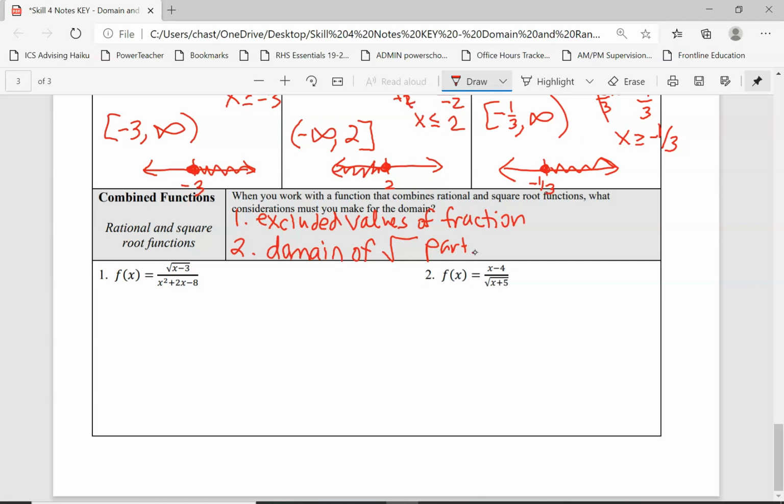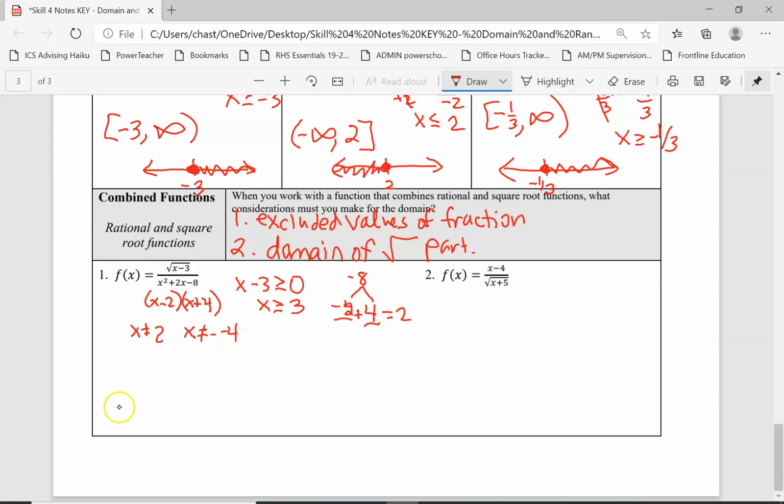And once we find those, then we'll put it all together in a number line. So if I'm looking at number 1 here, I know that x minus 3 must be greater than or equal to 0, which means x is greater than or equal to 3. If I factor this denominator, what multiplies to negative 8 and adds to 2? That's going to be negative 2 and positive 4. So this will factor as x minus 2, x plus 4. So we would have to exclude, so x cannot equal 2 and x cannot equal negative 4.